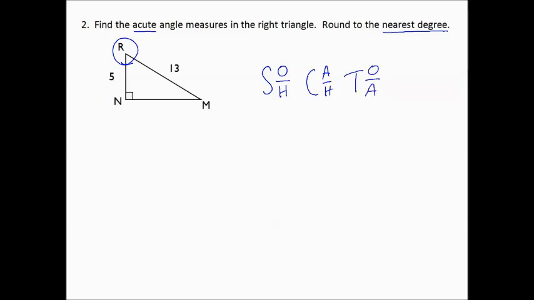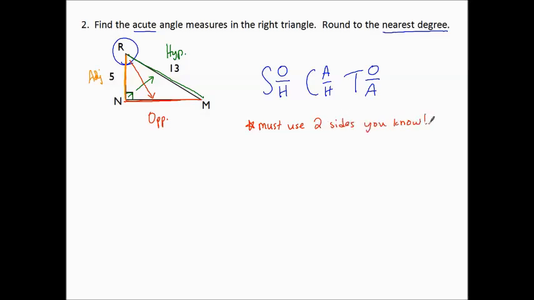Let's label our sides. Right angle points to hypotenuse. This side is hypotenuse. Opposite from R is the side that doesn't use an R, NM, opposite. And adjacent is the one touching R. That one is adjacent. Now, remember what we said earlier. You must use 2 sides you know. Let's write it down again.